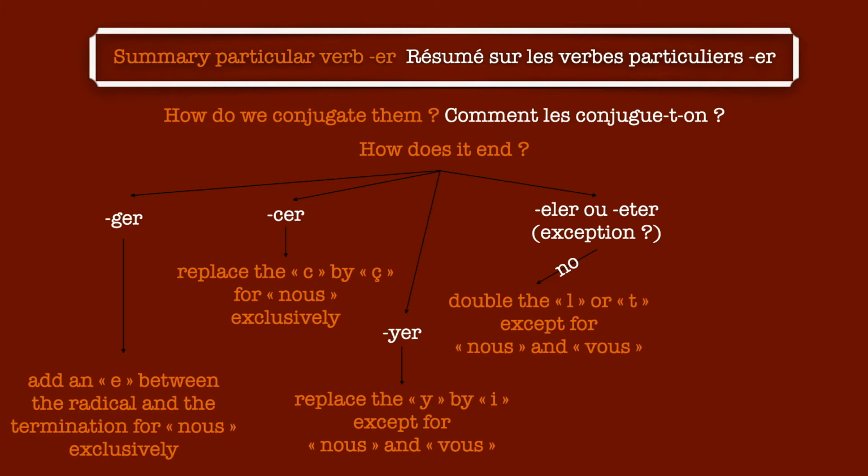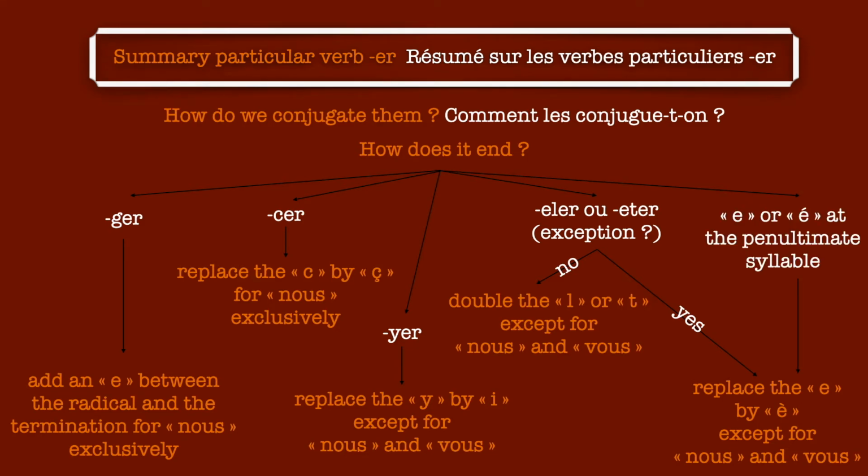This one is probably the hardest one, as there are exceptions: the verbs ending with eller or etter. If the verb is not an exception, you have to double the last L for eller verbs, or double the T for etter verbs, except for the first two persons plural. If it's an exception, then you need to replace the E by E with a grave accent, except for the first two persons plural, where you have to keep the E letter.